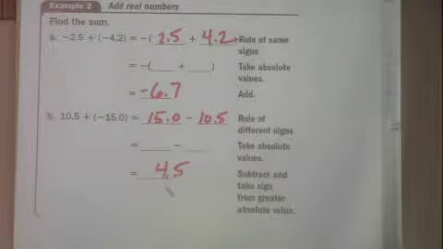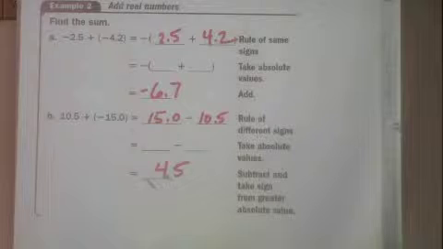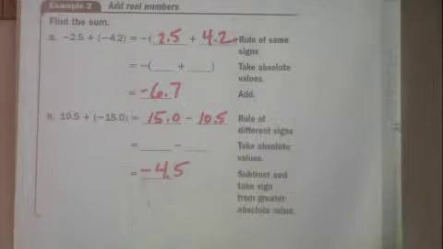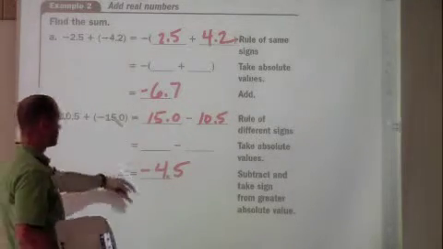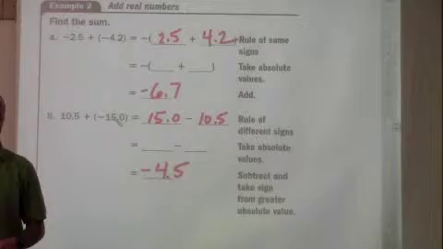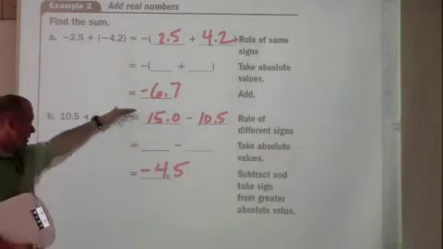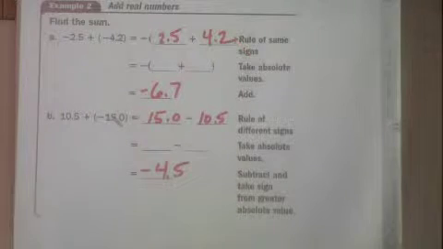So is my final answer 4.5? No. What is it? Negative 4.5. Why? Because the bigger number was negative. Bigger number wins. It was negative, so my final answer is going to be negative. Now, I didn't follow the blanks exactly how they probably wanted me to, but we get the idea there.